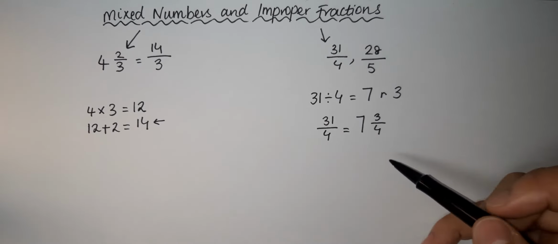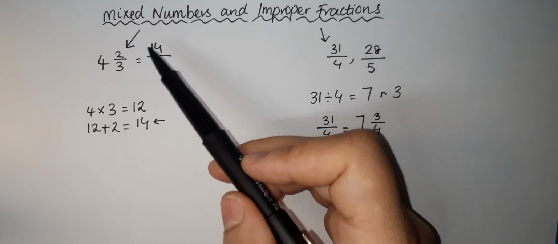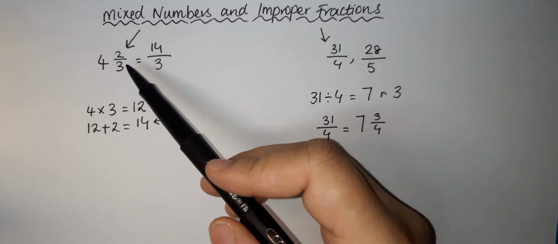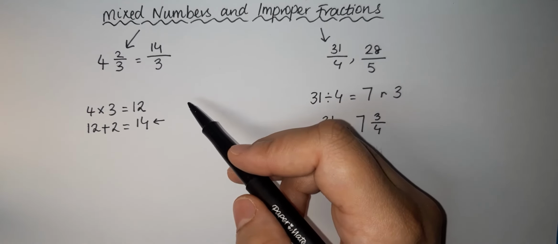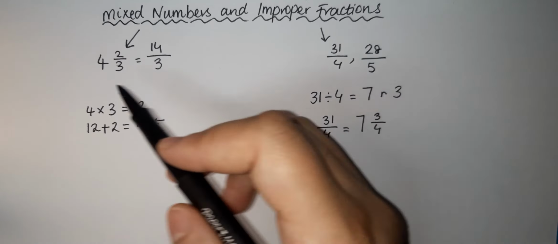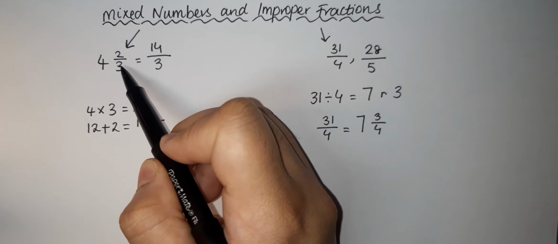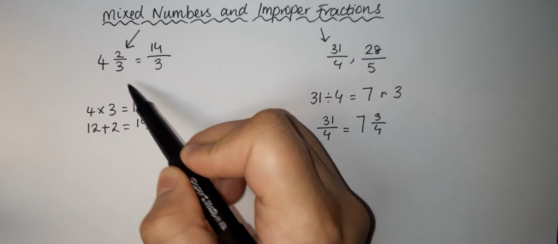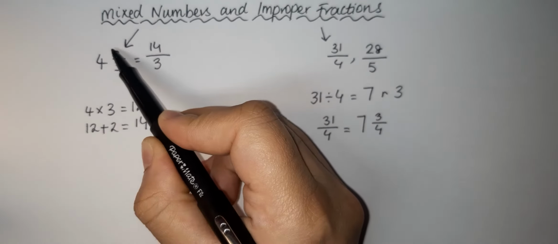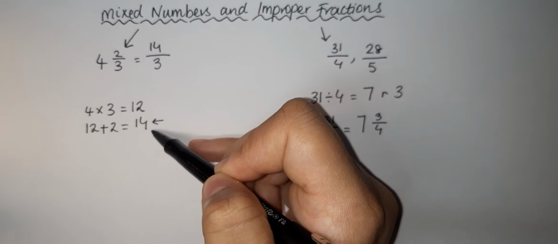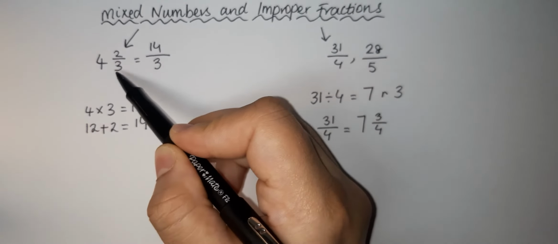So just a summary: a mixed number is a number that has an integer and a fraction part. The quickest method that I like to use is you multiply the integer by the denominator, and then you add the numerator. So 4 times 3 is 12, you add the numerator, which gives you 14, and that is the new numerator. So we've put that here. The denominator always stays the same. It does not change.